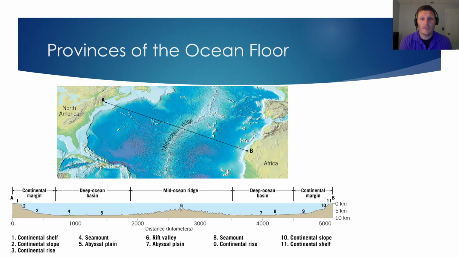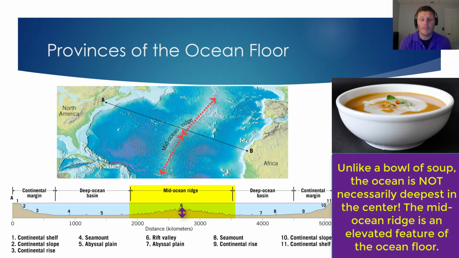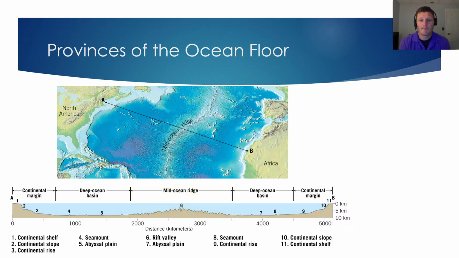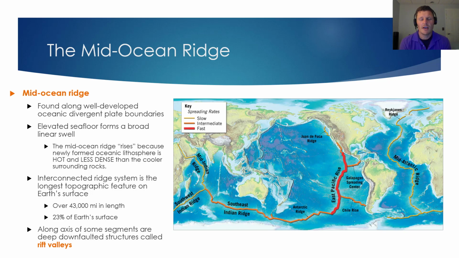For the remainder of this video, I will shift my attention to the mid-ocean ridge. There's a relatively popular misconception that the ocean is kind of like a big bowl of soup, which is deepest in the center. But the existence of the mid-ocean ridge completely destroys that misconception. By definition, the mid-ocean ridge is a broad, linear swell that occurs along divergent plate boundaries. I'd like to emphasize that the term ridge is misleading, because when we think of a ridge, we think of what would be a narrow feature.